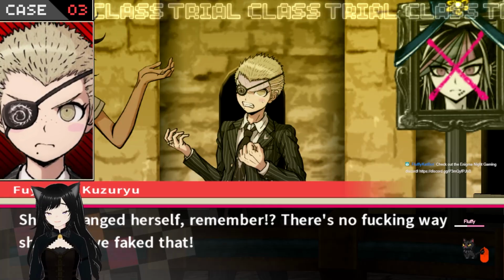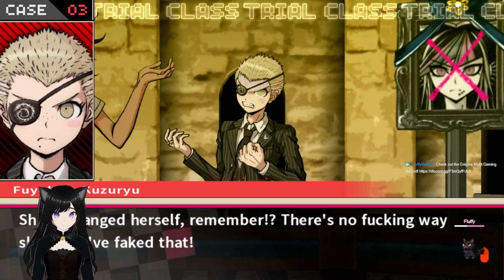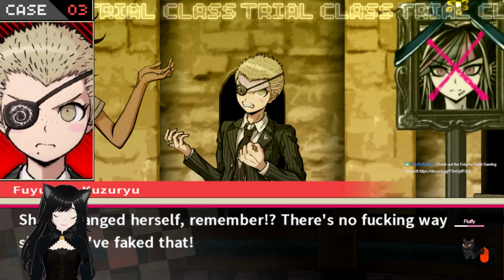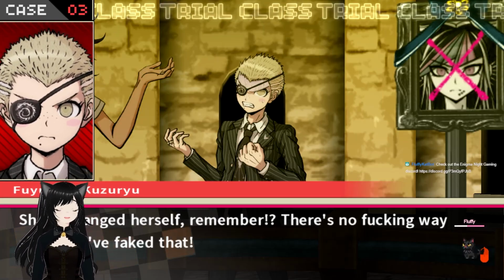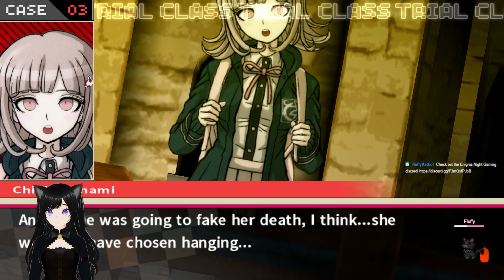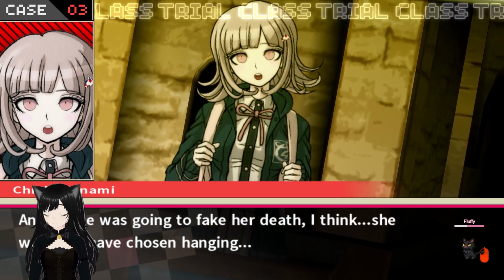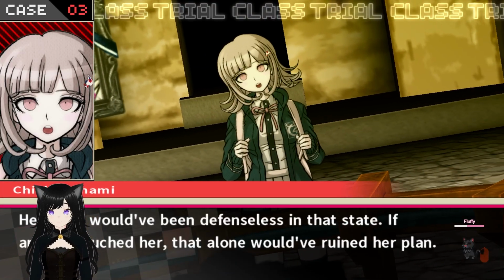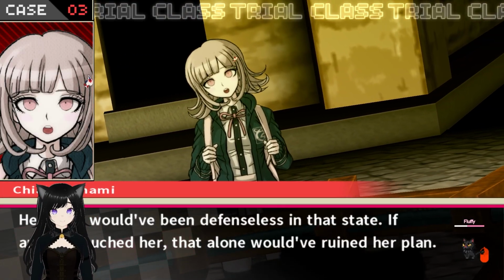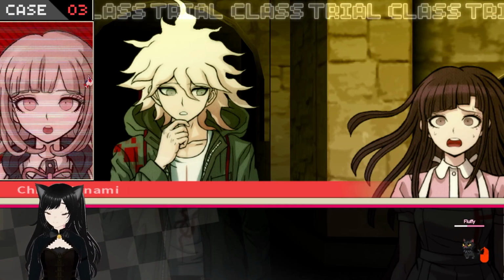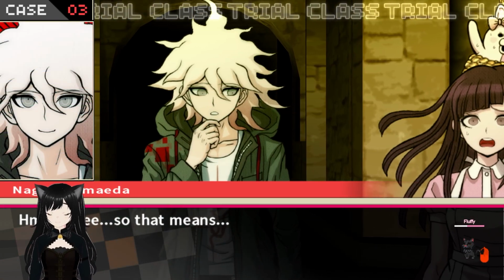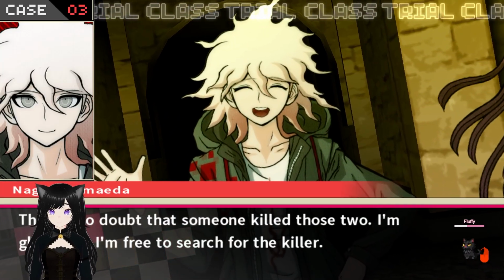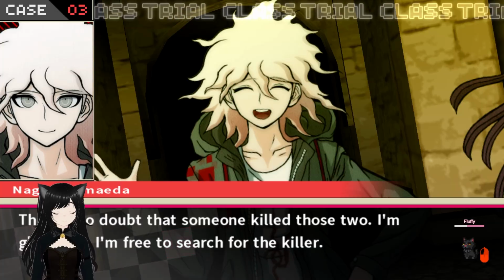What would be the purpose of hiding the crime scene? The only punishment to getting caught would be to get killed. But if you're about to do that yourself, it makes no sense. If she was going to fake her death, I think she wouldn't have chosen hanging. Right? Her body would have been defenseless in that state. If anyone touched her, that alone would have ruined her plan. I see. So that means there's no doubt that someone killed those two. I'm glad. Now I'm free to search for the killer.